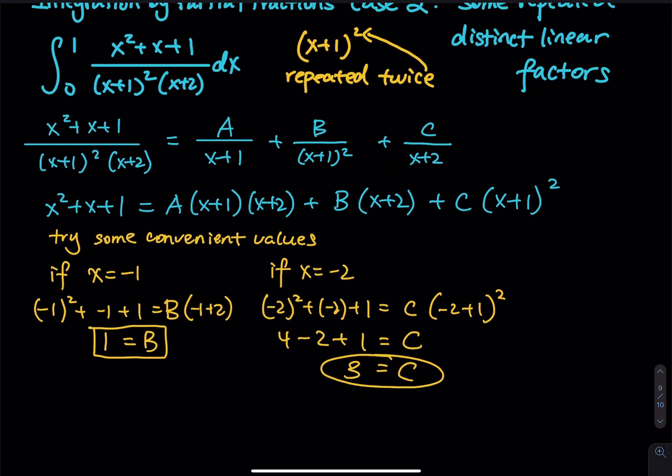I would like to use equating the coefficients. Look here: the x squared coefficient is 1, right? And then on the other side, how do you get the x squared? You have to get x times x, right? So that means x times x and the A, there is an A x squared. And then for the B, there is no x squared in there.